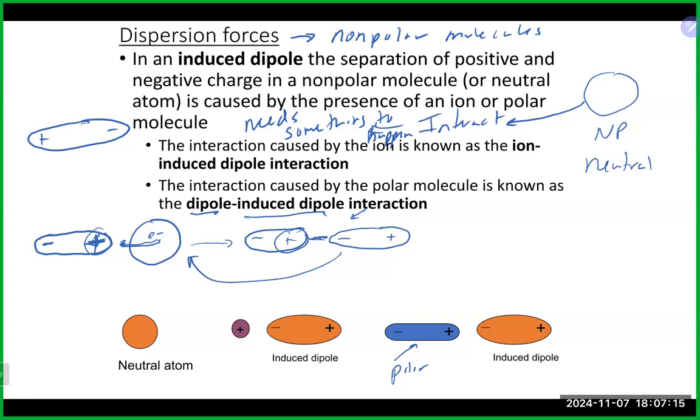Now, this is one way that you can get dispersion forces to occur. But what happens if you're not dealing with a polar molecule, or any type of ion that's present, and we're just talking about nonpolar molecules, and nonpolar molecules come together?